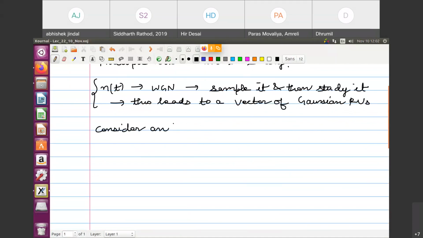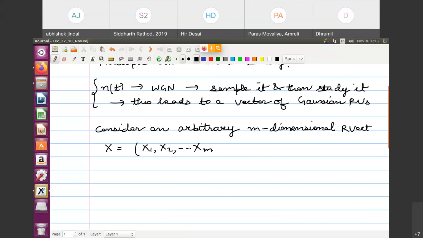Consider an arbitrary m-dimensional random vector. Arbitrary means that it has no structure fixed there or no property. Right now we are not specifying any property. So we are considering an m-dimensional random vector, which is denoted as x = (x1, x2, up to xm) transpose. The transpose operator means that it is a column vector, basically a column vector.